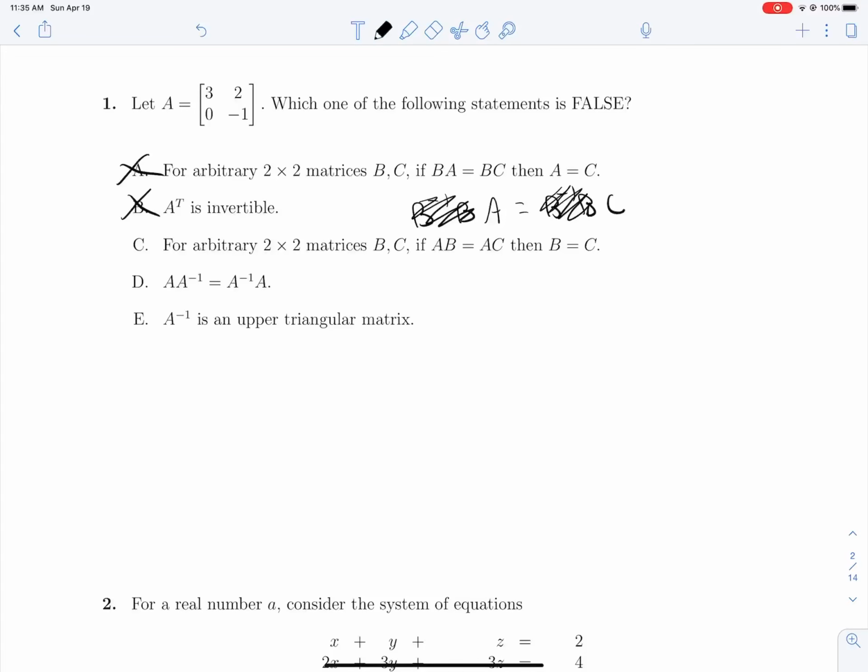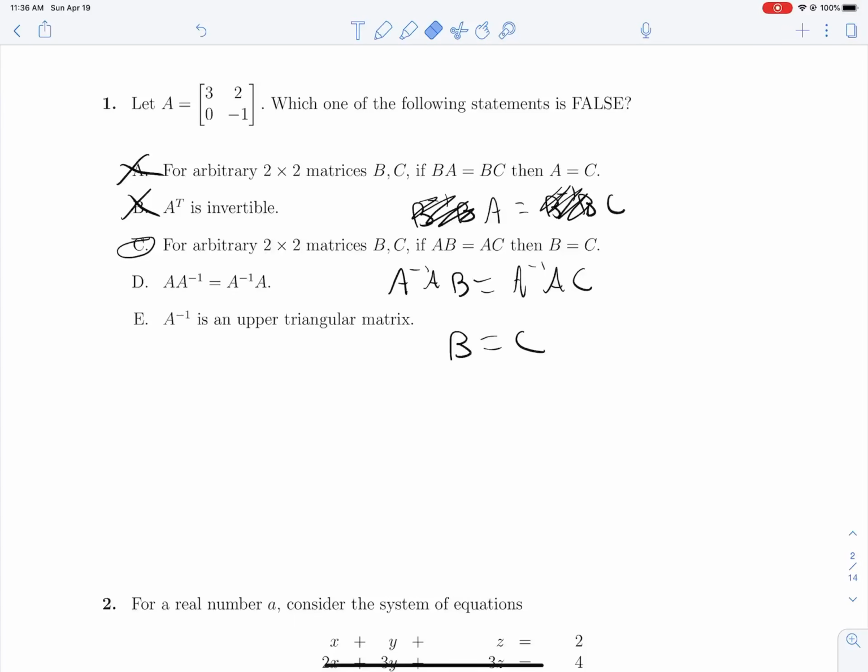C, for arbitrary matrices B and C, AB equals BC, then B equals C. Well, this is true. We know A to be invertible. We can play the same little game we tried to do with A and say A inverse A multiplied by B is equal to A inverse A multiplied by C. This simplifies down to B equals C. And so this is in fact true.